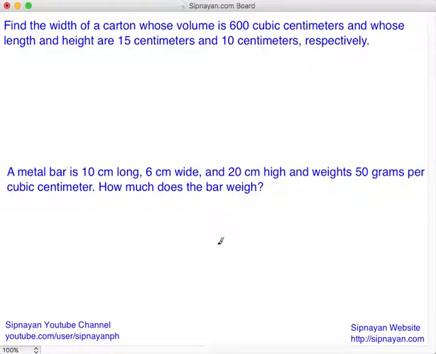Welcome to sip9.com. So, we are continuing our series about volume, and in this video we will solve the volume of rectangular solids.